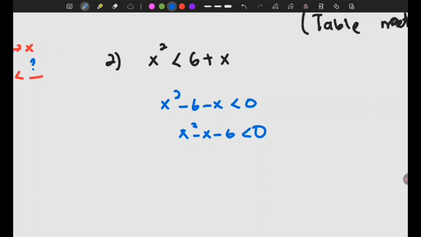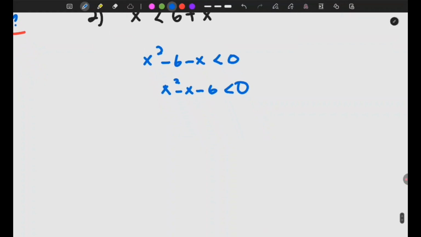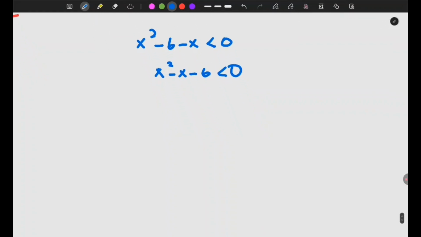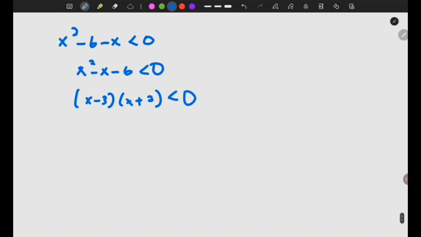And then you have to factorize this up, correct or not? You have to factorize it. So factorize, you get x minus 3, x plus 2. And now do the table. I should make the table a bit longer. Let me do the table.